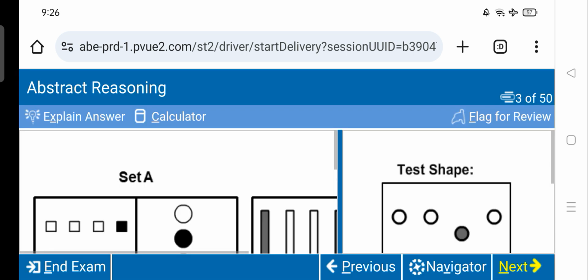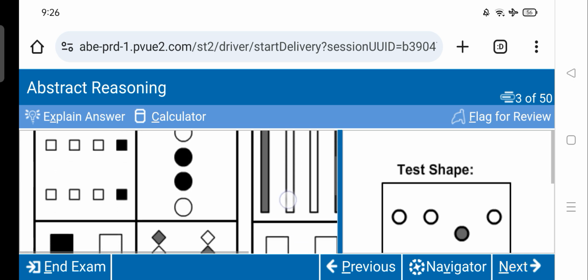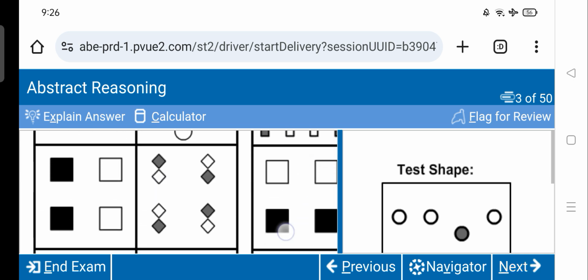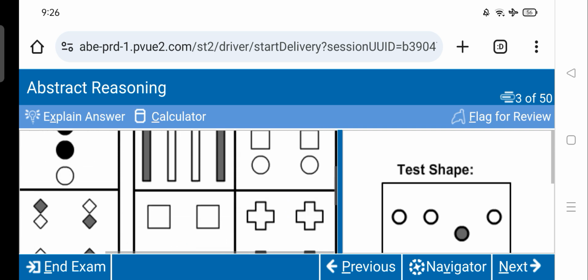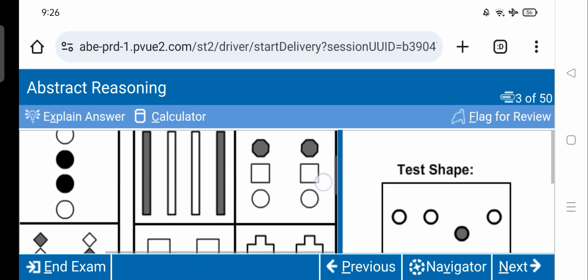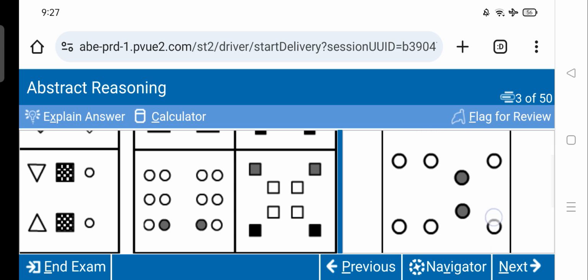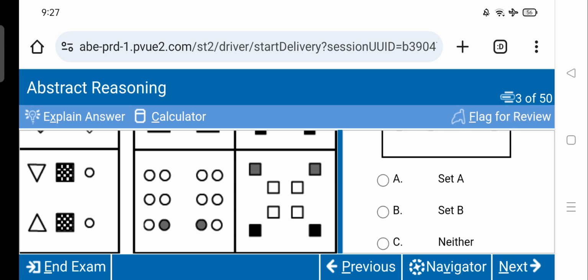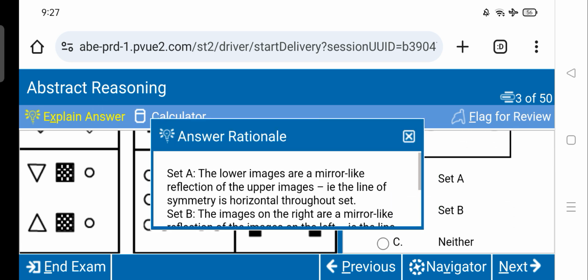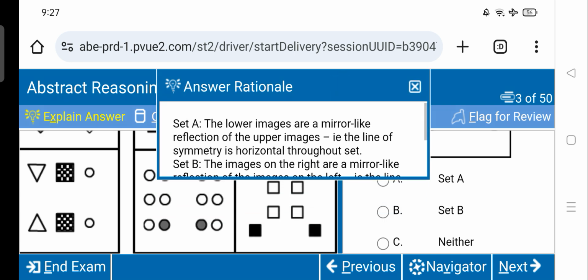Next we have question number 3. Again we have some shapes in set A. Here you can see. Then we have shapes in set B like this. You can also take a look at the test shape. The options are again the same. So set A, the lower images are mirror-like reflections of the upper images. That is, the line of symmetry is horizontal throughout the set.